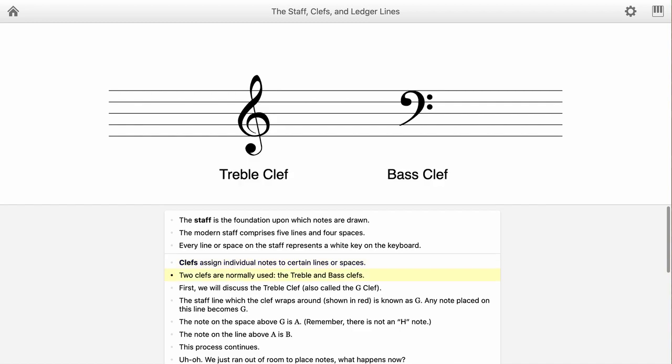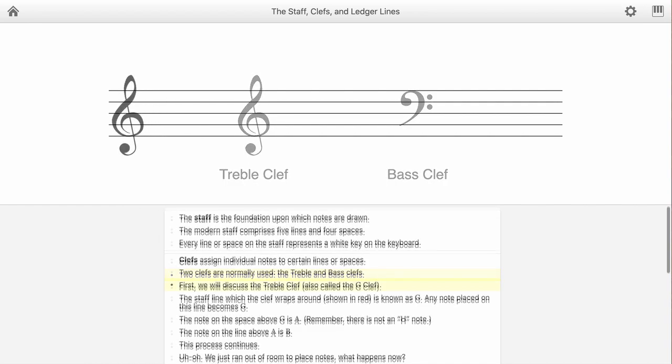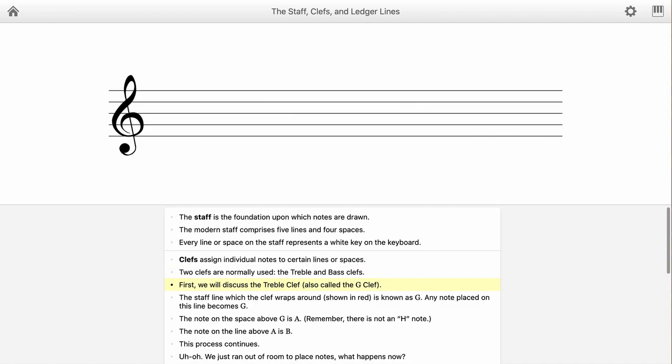The 2 most common clefs are the treble clef and the bass clef. A treble clef shows us notes in the middle to upper range, and the bass clef defines the notes for the lower range and lower instruments. But for our class, everybody is going to learn how to use both clefs. First, we will discuss the treble clef.